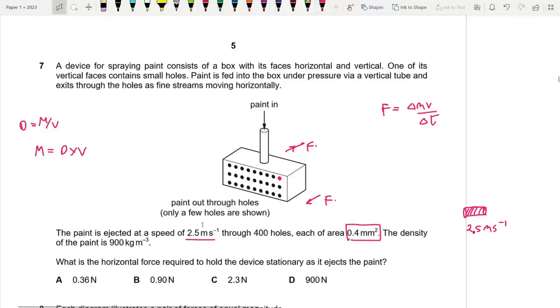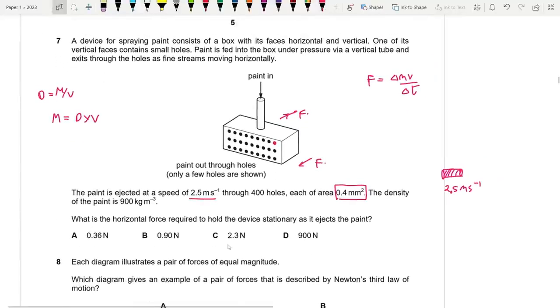So we can actually find out the volume of paint being ejected per hole. If you think about the volume, what's it going to be? It's basically pi r squared h. That means the area times the height, the height being the distance the paint travels, given by the velocity, because it's traveled in 1 second. So the volume is the area, 0.4 times 10 to the power minus 6 because it's millimeters squared, times the height, which is 2.5.